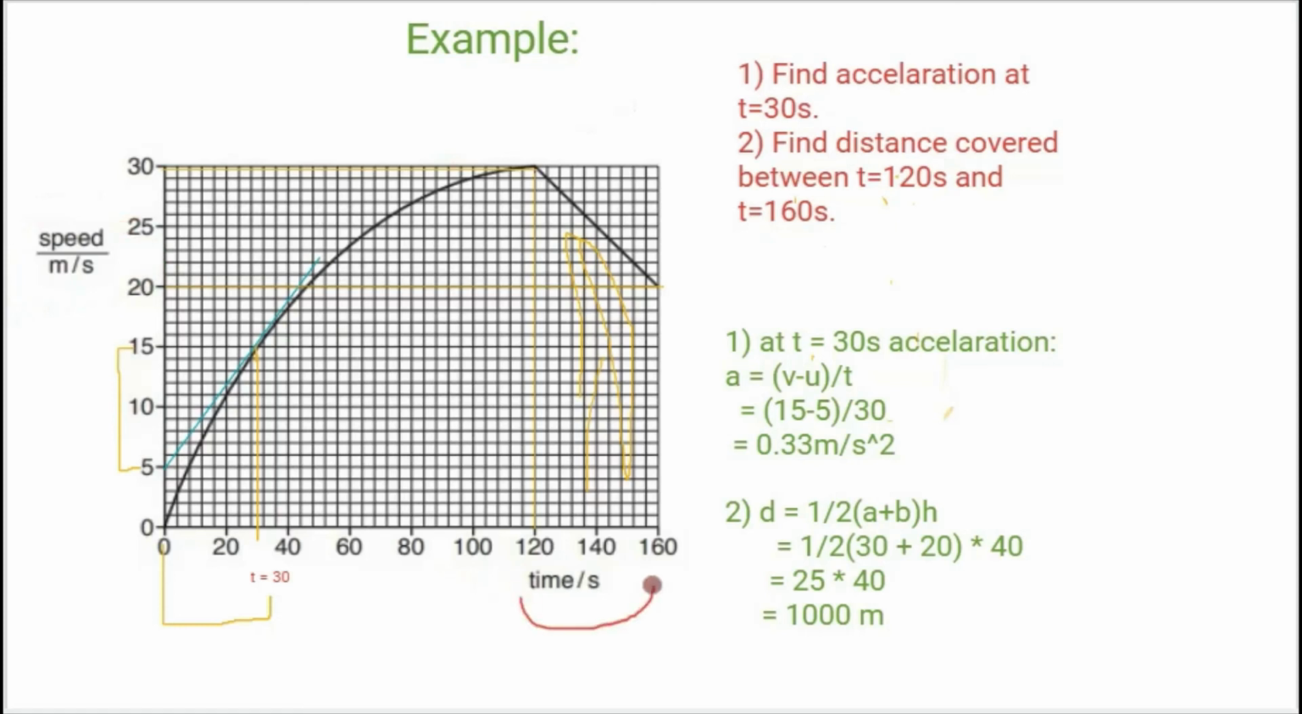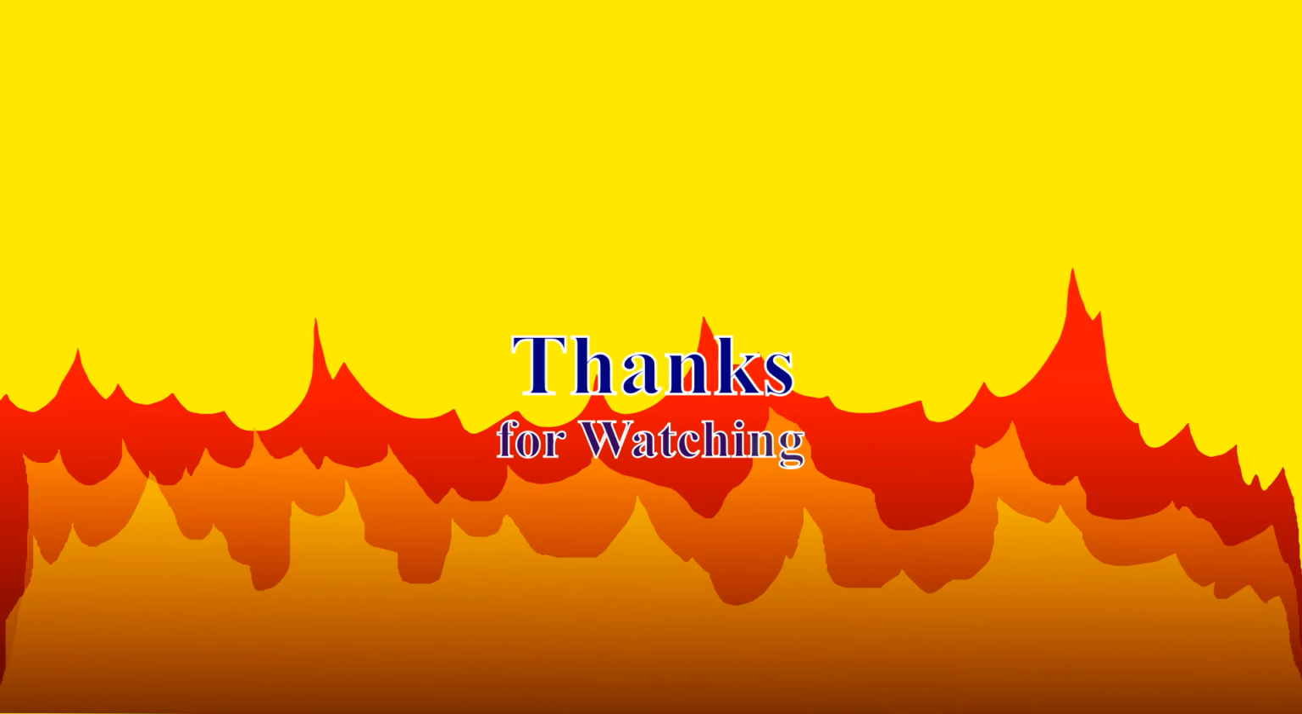Okay, so in the speed-time graph, in summary, if your graph is a curve, you draw a tangent to find your acceleration, and when you have to find distance, you have to find the area under the graph. Luckily here we were told to find the area under the graph where it was a straight line on top.